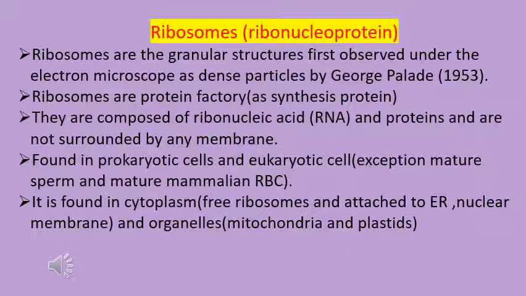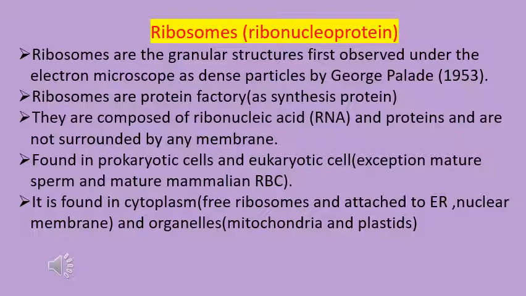These are the granular structures that are observed under electron microscope as dense particles and given the name ribosomes by George Palade in 1953. Ribosomes are commonly known as protein factory as they help in the synthesis of proteins. The ribosomes are composed of ribonucleic acid, that is RNA, and protein, and are not surrounded by any membrane.